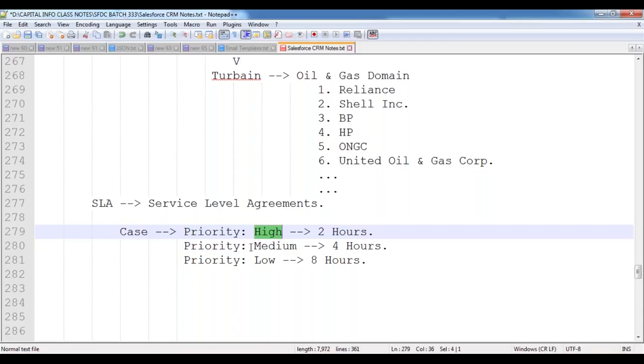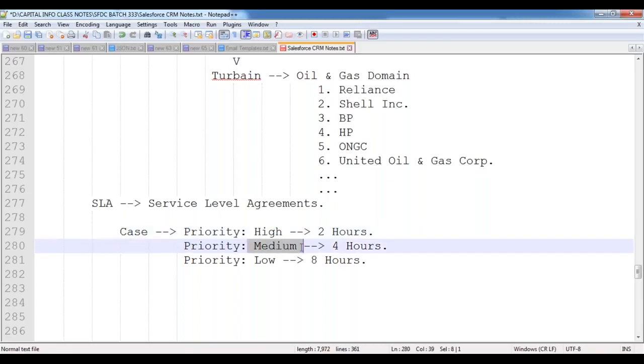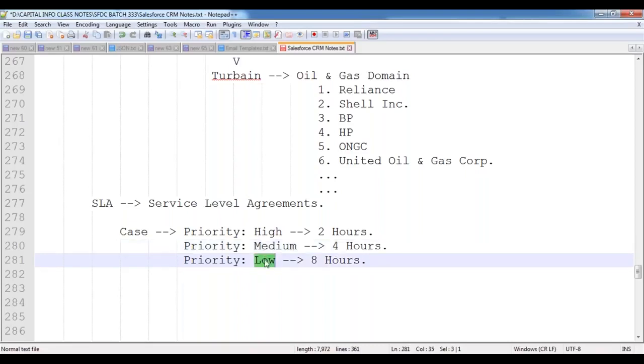If it is a minor problem, then I'm giving medium priority, so I'm giving you 4 hours to resolve the problem. If it is a very small issue, then I'm giving the priority as low, so you can resolve the problem in 8 hours, because the production is not stopped, the production is continuing as it is. So you can take your own time, yet resolve the problem within 8 hours. They are going to write this entire information inside this SLA document itself.